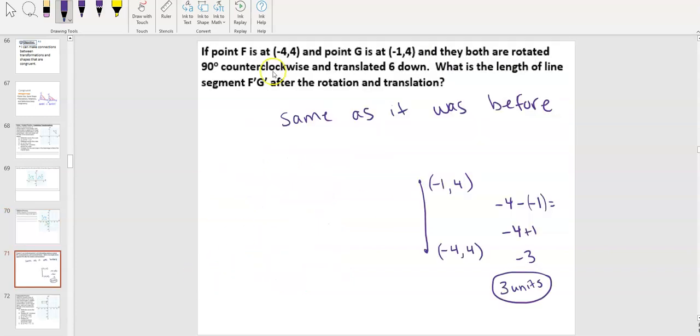Now on this question, it's basically asking if I have 2 points that are both rotated 90 degrees and then translated down 6, what's the length of the line? Well, it's going to be whatever it was before, because when I translate and move these, they're going to stay congruent. So if they were 3 units before they moved, they're still going to be 3 units away.